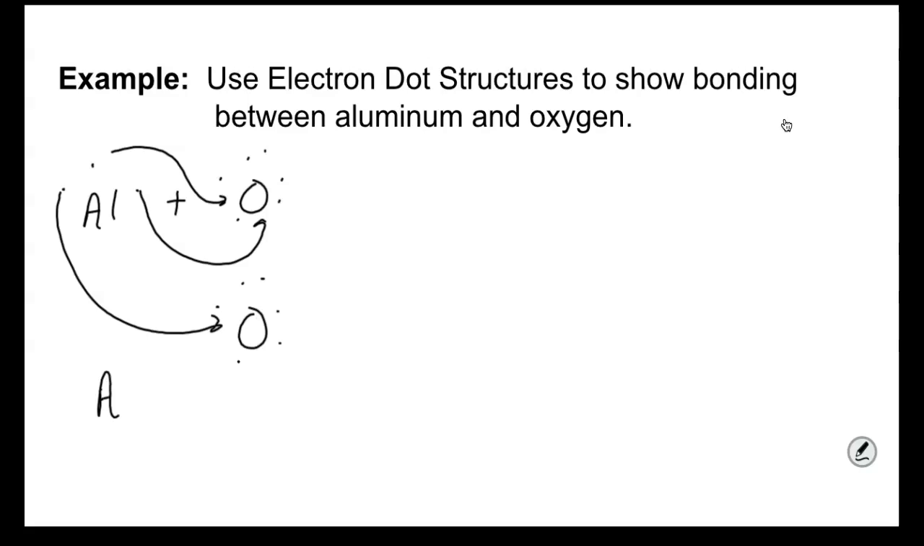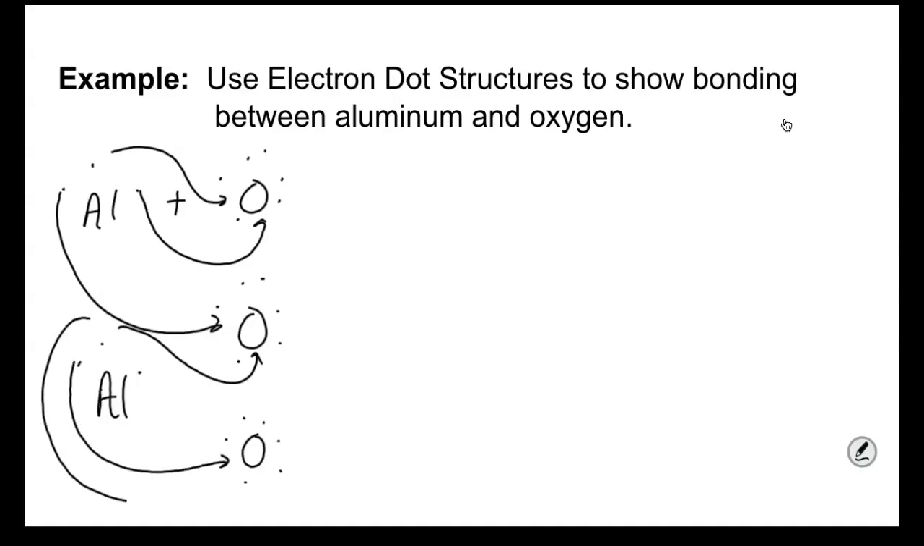So we will add another aluminum. And we'll take one of this aluminum's valence electrons and put it on this oxygen. That oxygen is now full. So we're going to do 1 more oxygen. And that's where these last 2 valence electrons will go. Okay, then we have to draw the finished product.